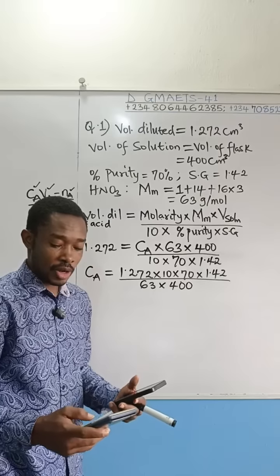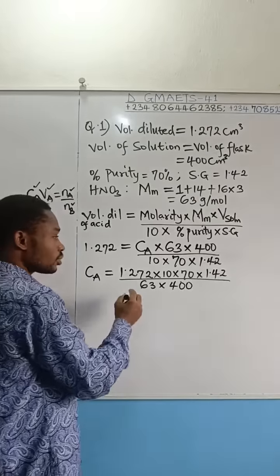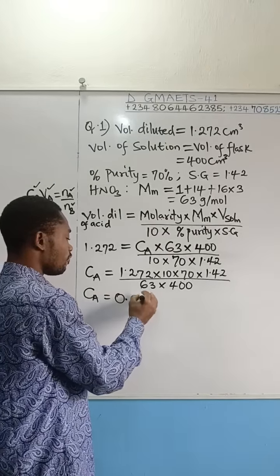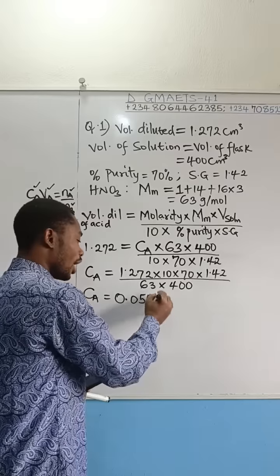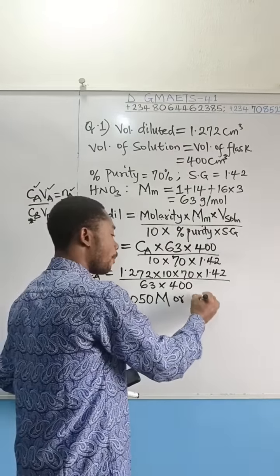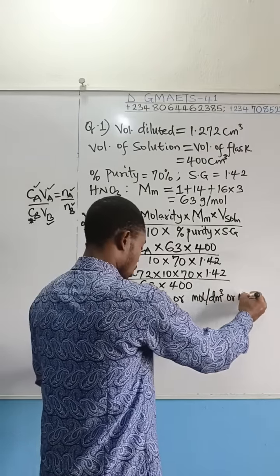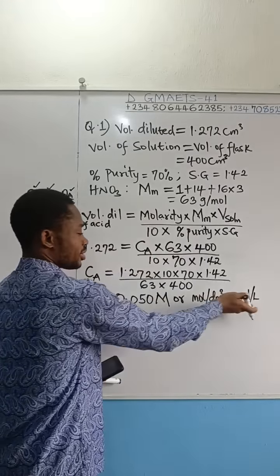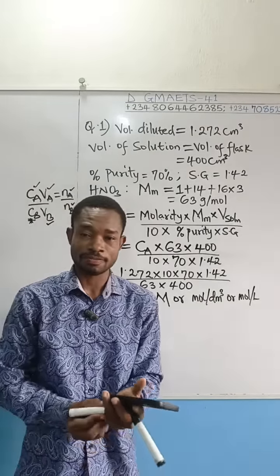So this gives 0.050. So the molarity CA of the acid is 0.05. If you like, you put 0 at the back; the choice is yours. Molar. You can use capital M as a unit, molar, or you can use mole per dm³, or you can use mole per liter. These three are the same unit for molar concentration.